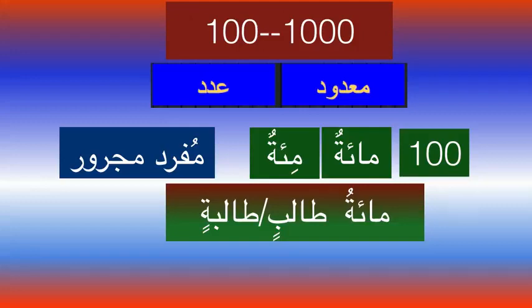Another important thing about 100 is that whether the ma'dud is mudhakkar or muannas, things remain the same. We still use mi'atun. Mi'atun ends with ta marbuta, but even though it ends with ta marbuta, it is used for both mudhakkar and muannas nouns.